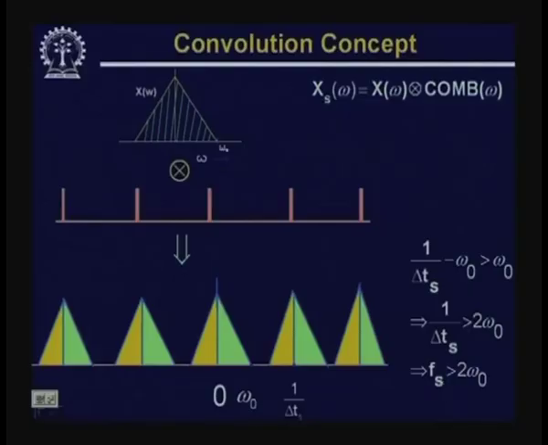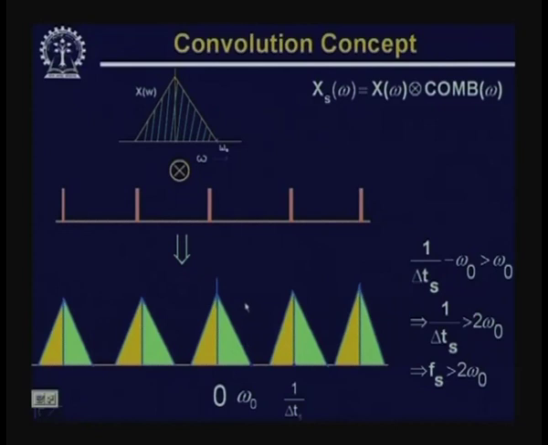We have also seen that if X of omega is the frequency spectrum or the bandwidth of the signal, and this is the frequency spectrum of the sampling function, then when these two are convolved, the convolution result will be like this, where the original frequency spectrum of the signal gets replicated along the frequency axis at an interval of 1 upon delta t s, where 1 upon delta t s is nothing but the sampling frequency f s.